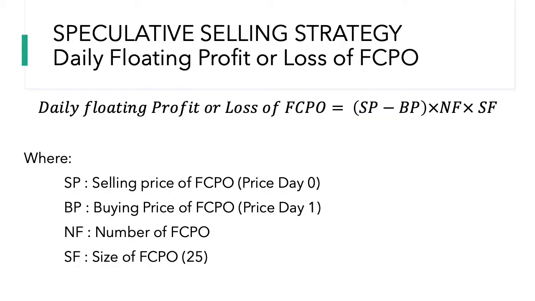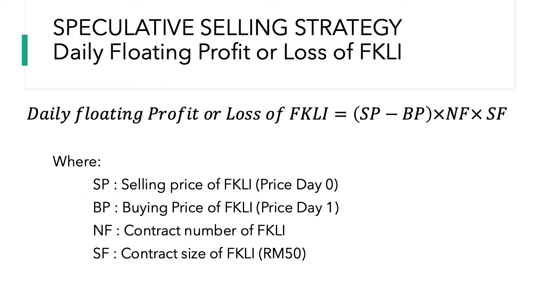So after you identify your buying and selling price, you can calculate daily floating profit or loss for each futures contract. So this is formula for FCPO: selling price minus buying price times NF times SF, where NF is number of FCPO contracts, SF is the size of FCPO, which is 25 metric ton per contract. So this is formula for daily floating profit or loss for FKLI: selling price minus buying price times NF times SF. So size of contract for FKLI is 50 ringgit per contract.